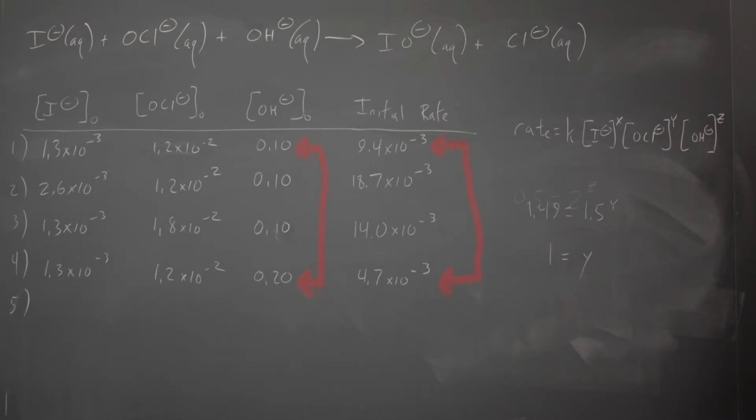It's the last one that's a little on the weird side. So we're going to be looking here at trials 1 and 4. If you look at it, the iodide concentration, 1.3 times 10 to the minus 3, has not changed. The OCl minus concentration, the hypochlorite concentration, 1.2 times 10 to the minus 2, has not changed. Here's the weird one. The concentration for the hydroxide, 0.10 up to 0.20, and look what happens to the rate. It goes down. It goes down from 9.4 times 10 to the minus 3 to 4.7. So when we do the math on this, we actually end up with 1/2, or 0.5, equals 2 to the z.